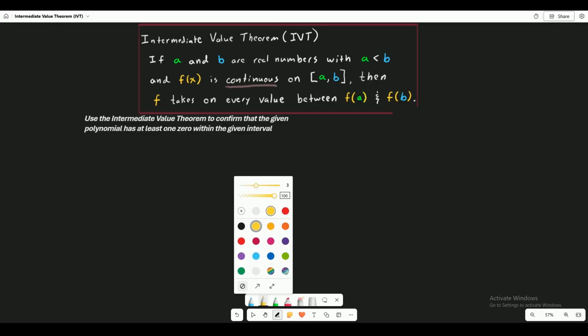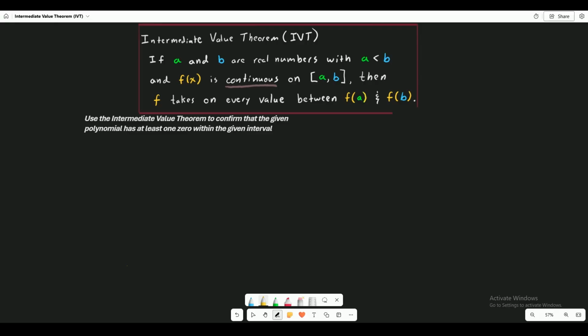Alright, last example is this one I'm gonna give you guys right here. F of x is equal to negative 2x cubed minus x between x equals negative 1 and x equals 1.